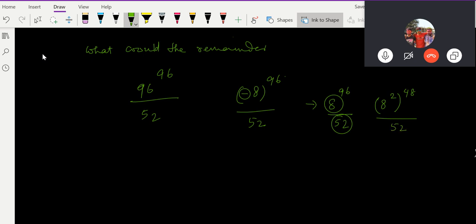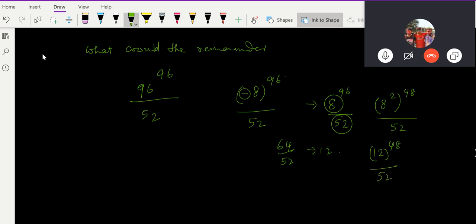So 8 squared is 64, and 64 divided by 52 gives what remainder? It's 12. So we are getting 12 to the power 48, right? Divide by 52.